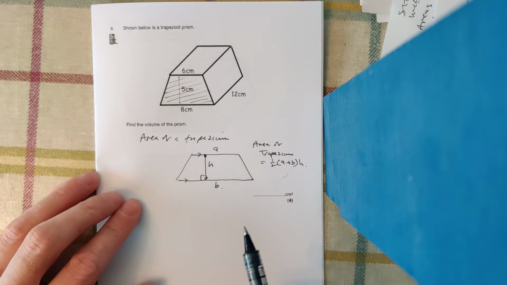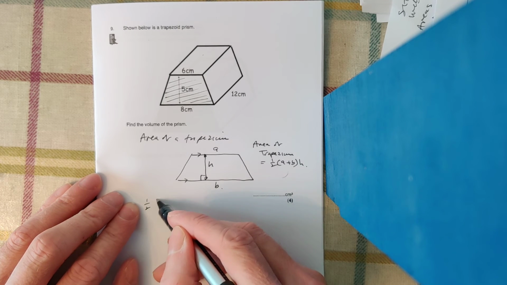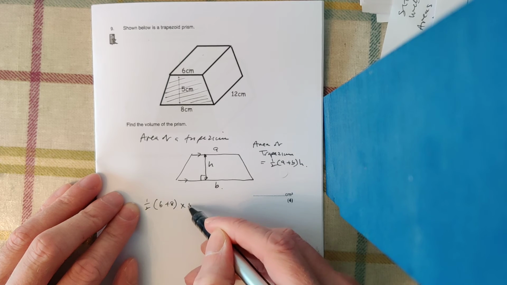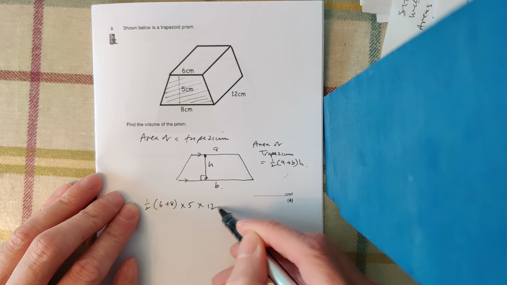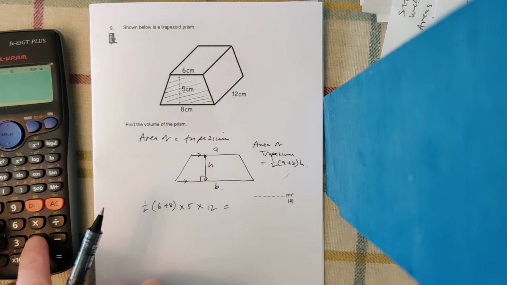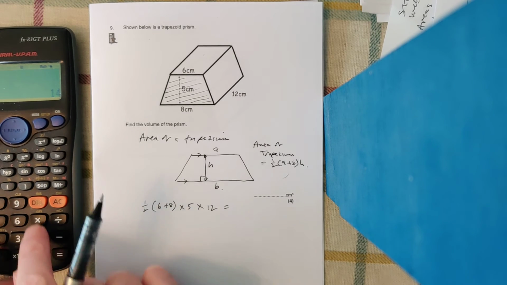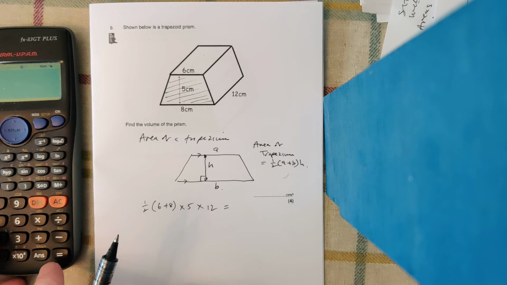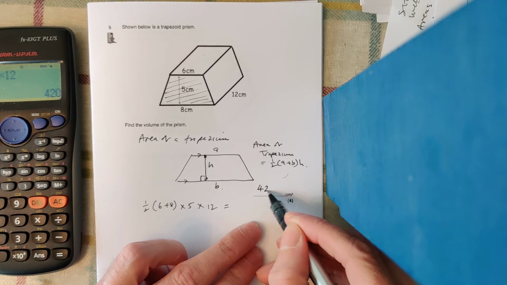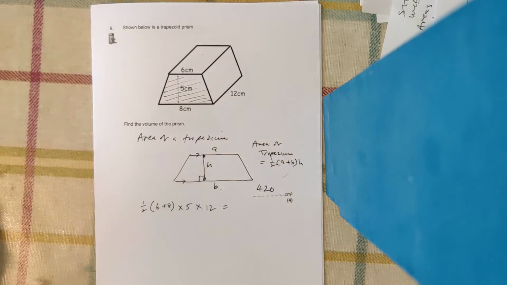So here's the way I'm going to work it out. It's going to be a half times 6 plus 8 times that by 5, then times that by 12, and that should give me the volume. So I'm going to go 6 plus 8 times by a half times by 5 times by 12, and I'm getting 420 is the final answer for that.